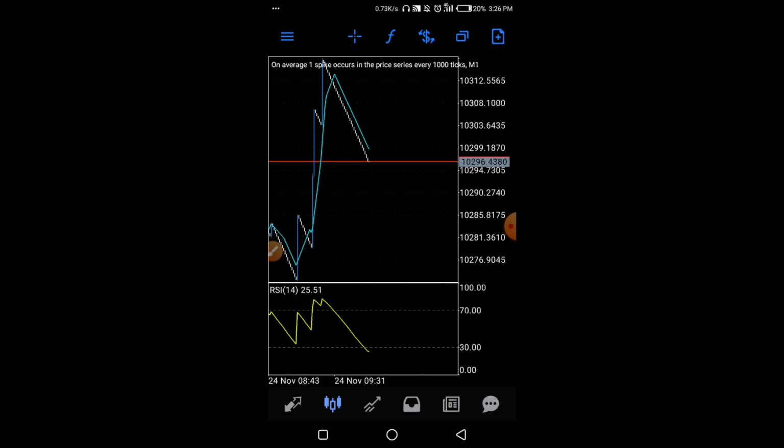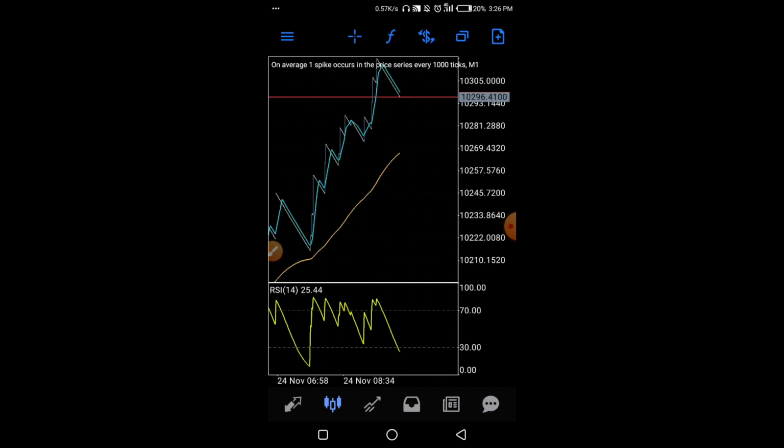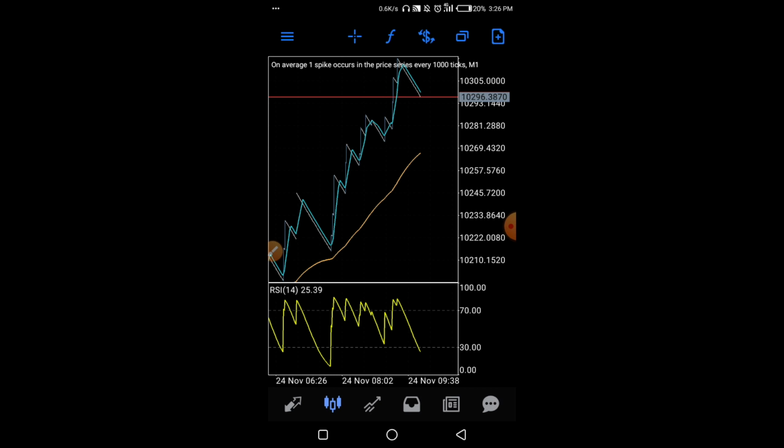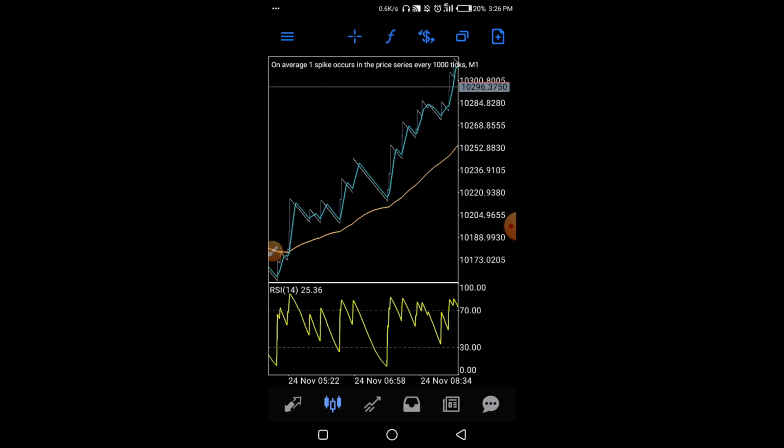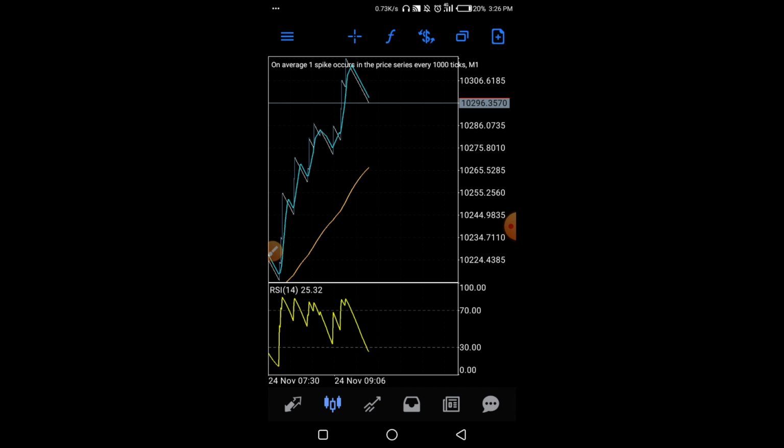So we have to go to a higher zoom level. Just zoom out a little bit and check the trend. You should always check the trend. If you want to buy on Boom 1000 or Boom 500, the market should be going up, right?